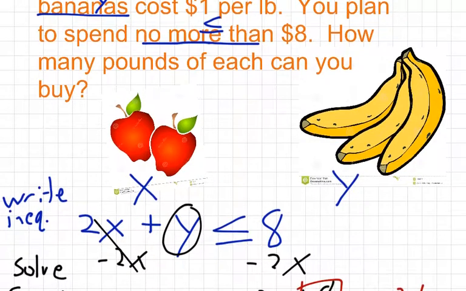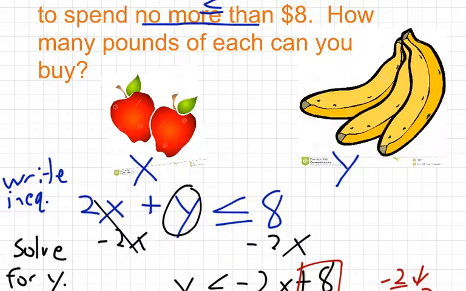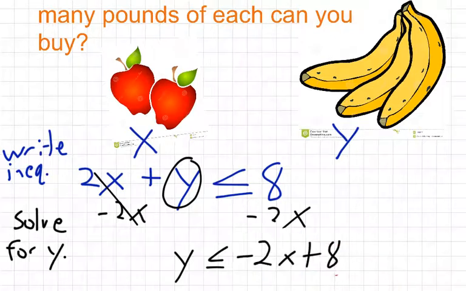After I've written the inequality, I want to solve for y. So if I subtract 2x from both sides, I will get y is less than or equal to negative 2x plus 8. Alright, now that I have it solved for y, I know my slope and I know my y-intercept, so I can graph it.